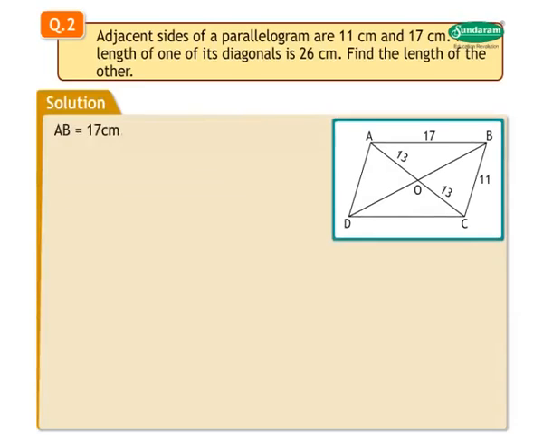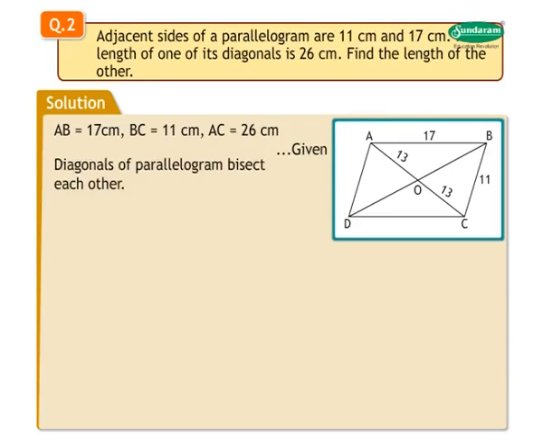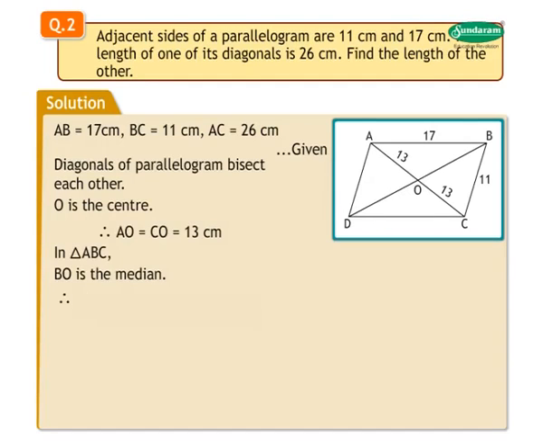Solution. It is given that AB is equal to 17 centimeters, BC is equal to 11 centimeters, AC is equal to 26 centimeters. Diagonals of a parallelogram bisect each other. O is the center. Therefore, AO is equal to CO is equal to 13 centimeters. In triangle ABC, BO is the median. Therefore, by Apollonius Theorem, AB square plus AC square is equal to 2BO square plus 2AO square.